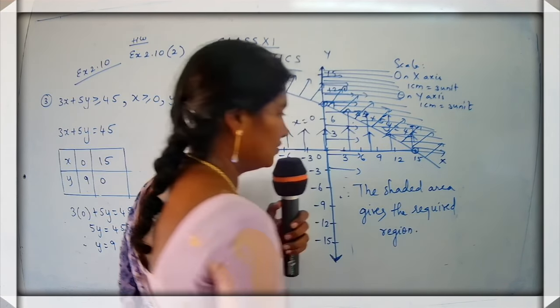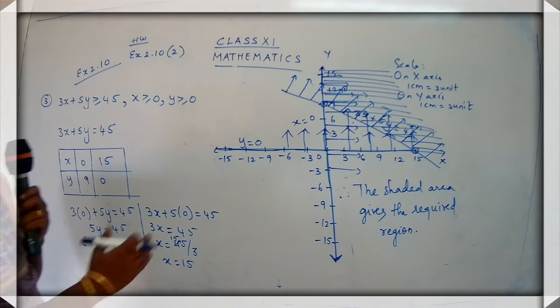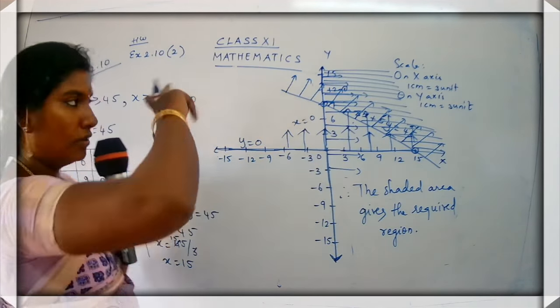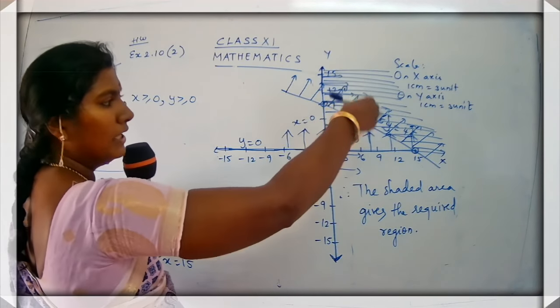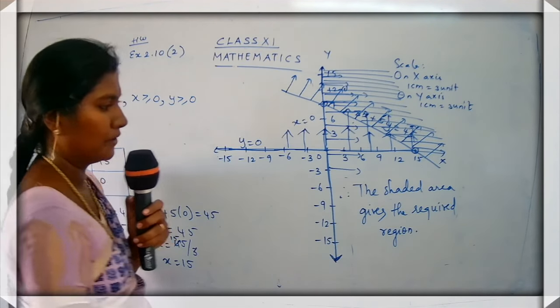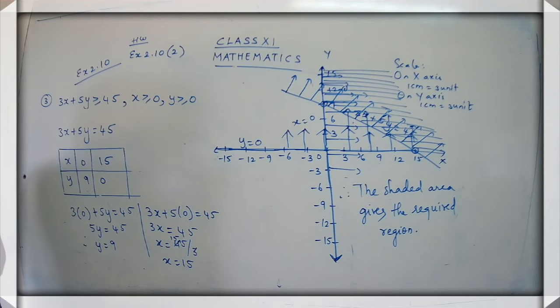Okay, children? So this is the answer. The shaded area gives the required region. I hope you are clear with the figures. So you get the shaded part here. Be careful. We have to search for the region which is common for all three. This is the area where everything is common, where all the arrows intersect. So this is the shaded part. Write down the final answer on the blank page. The shaded area gives the required region.